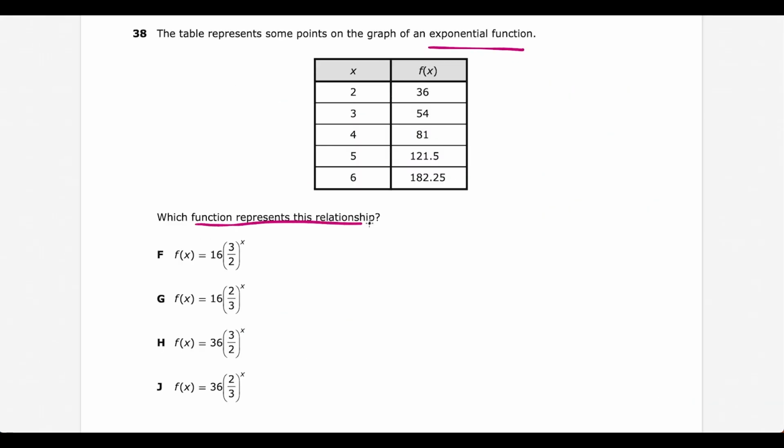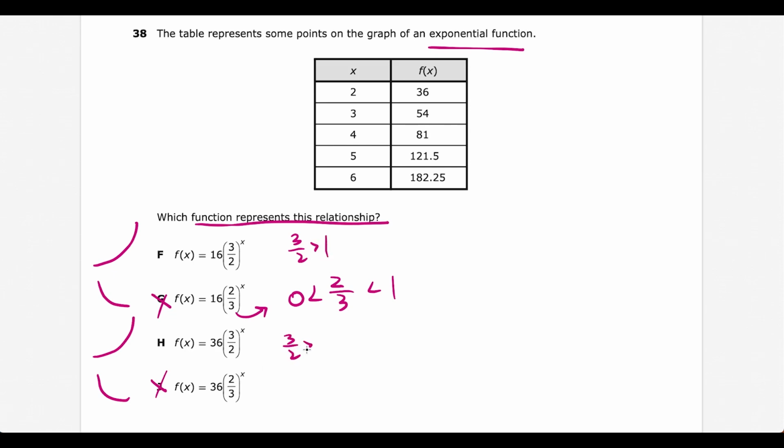Question 38, we have a table of values for some exponential function. Which function best represents this relationship? So here, notice that the y values are growing. So right away, that tells me g is out and j is out, because see how our base is 2/3? 2/3 is between 0 and 1. So if you keep multiplying something by 2/3 repeatedly, it's going to make the values of y smaller, not bigger. This would be kind of like an exponential decay type graph, whereas f and h are definitely exponential growth because the base 3 over 2 is greater than 1 for both of these. So that's why f and h are the only possible answers here.